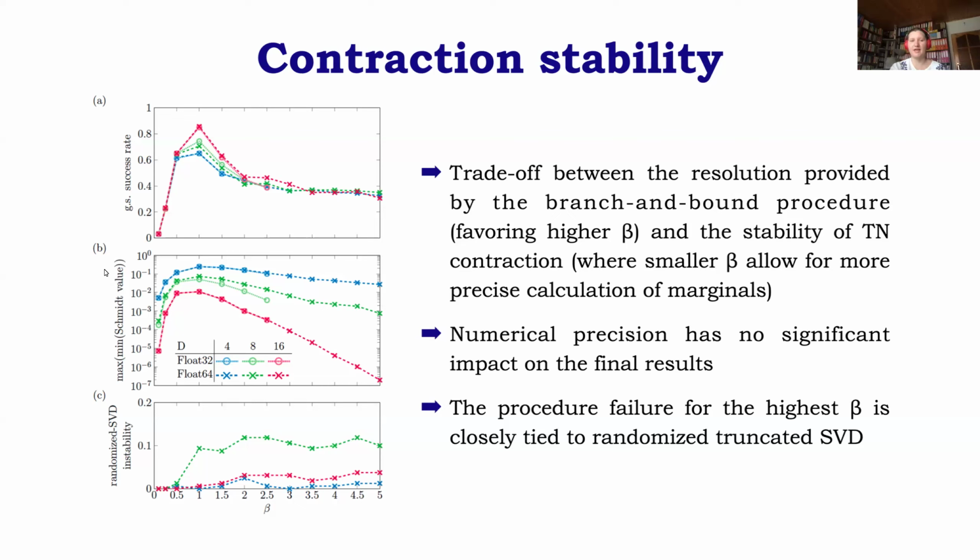Panel B focuses on the truncation error, but from panels A and B, you may see that the precision of numerical calculation, for instance, using float 32 or float 64, doesn't significantly impact the results. And panel C shows algorithm instability, where repeated runs sometimes produce different results. This is linked to randomized truncated SVD, which introduces those fluctuations that the variational MPS optimization cannot fully correct. And this is the key source of limitations of the tensor network approach.